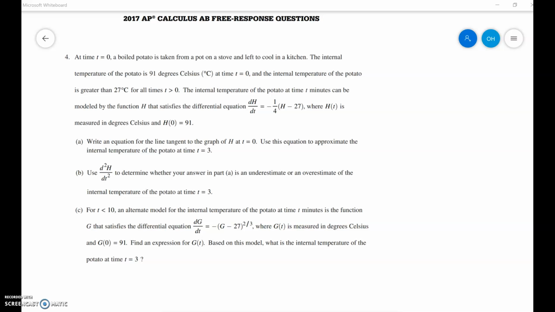Hi, we're going to be doing 2017, number 4 from the AB Calculus AB exam, free response. This is a no calculator question, so let's get to it.